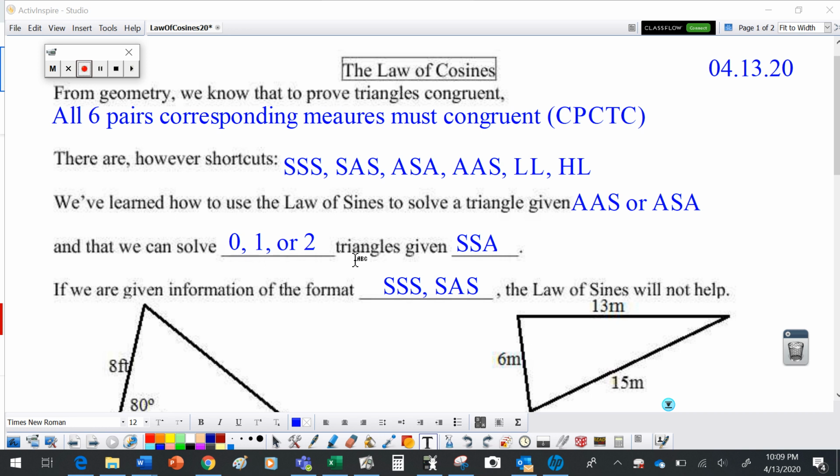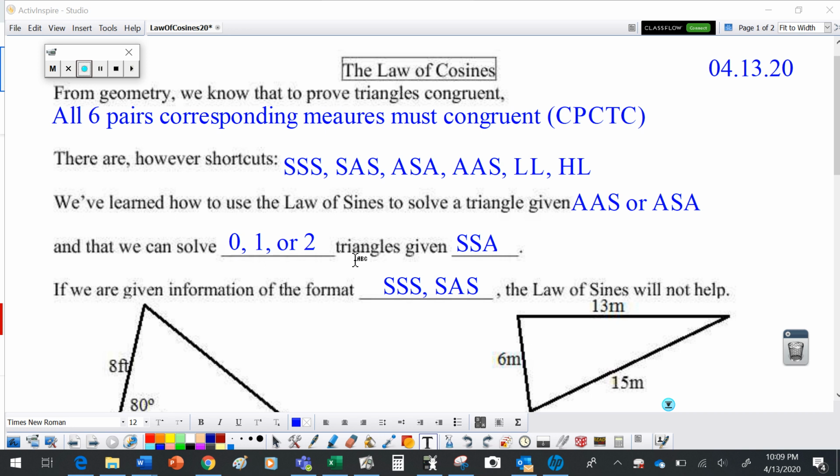However, we saw that there were some shortcuts. For instance, if you had side, angle, side, or side, side, side, or angle, side, angle, or angle, angle, side, or leg, leg, or hypotenuse, leg, those are shortcuts to prove the triangles were congruent. We didn't have to show 6 pairs. So we said that if we have some of those setups, we can use law of sines to solve those triangles. So angle, angle, side, angle.